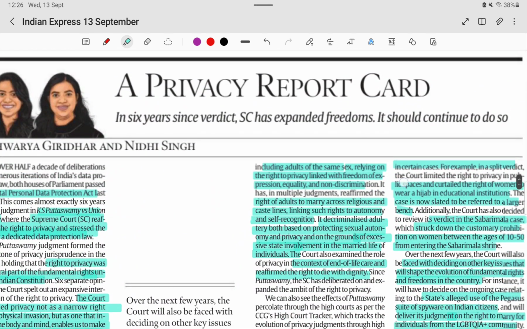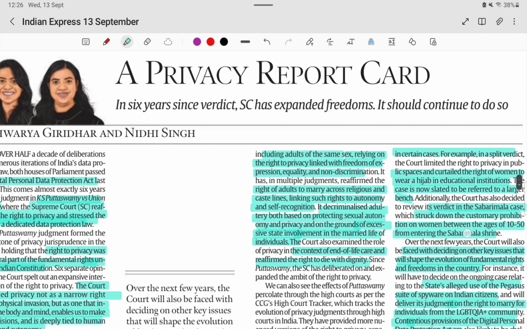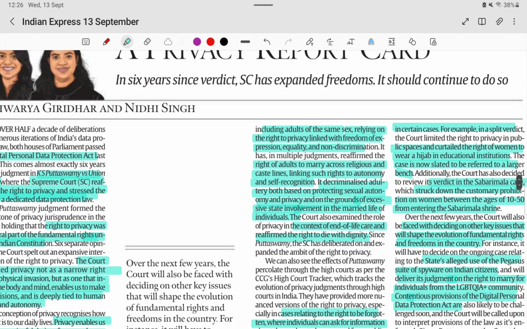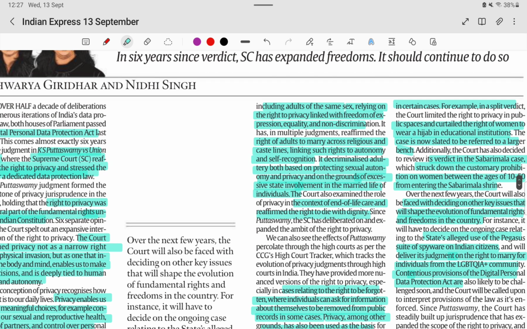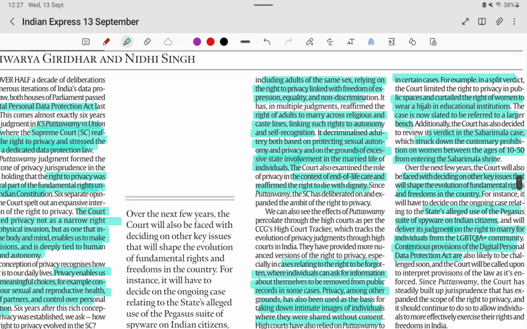And also, adults can have sex with any person with the consent of the person. That is not criminalized. The same-sex relationships also are decriminalized. This is also their own privacy. They should not be interfered with by the government or anyone. And also they talk about the right to marry across any religious and caste lines. That is also autonomy and self-recognition. It is also given by the same judgments.